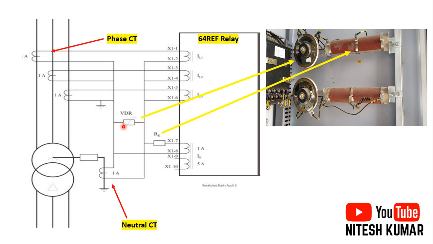This is the VDR, voltage dependent resistor, that I explained to you, connected in parallel to this. And then this is RS, a stabilizing resistor connected in series. This is your 64 REF relay. 64R is the ANSI code of your REF relay, like 87 is the differential ANSI code.